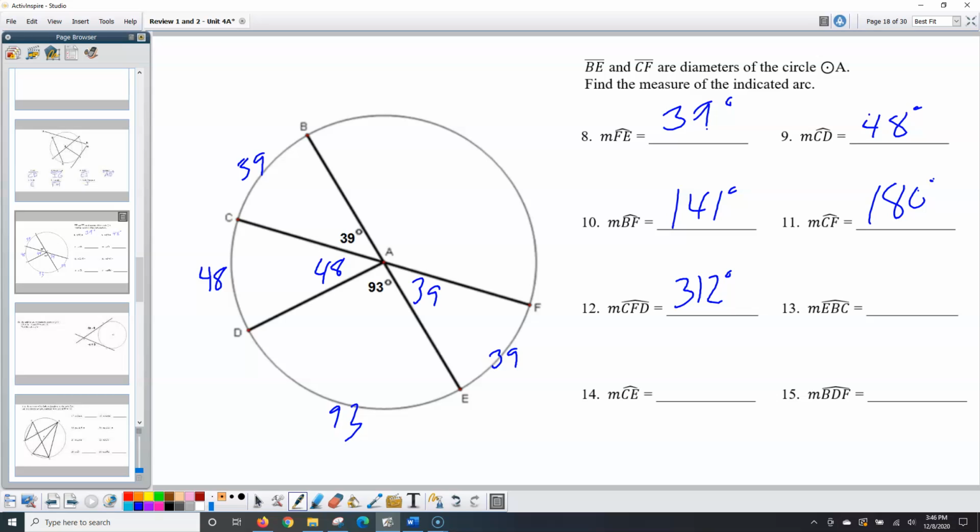Arc EBC. EBC is right here. We said this was 141 up there, didn't we? So I'm just going to say 39 plus 141 plus 39. So maybe 219. Arc CE. CE is right here. I'm going to add 48 and 93. That is 141, I think.